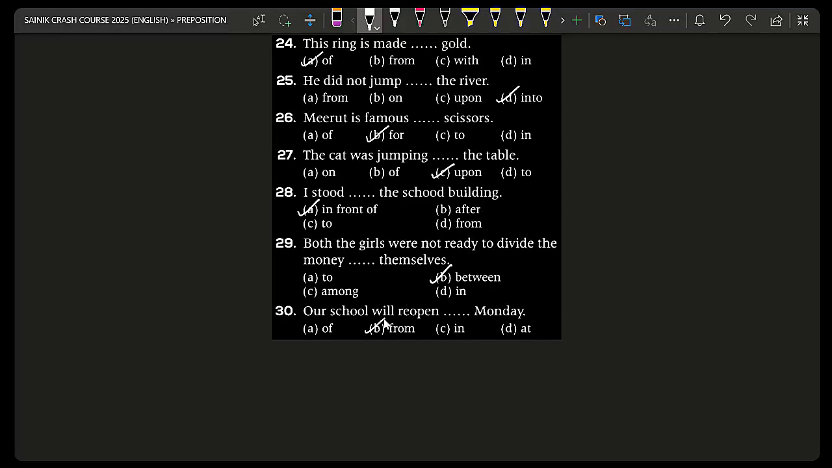It's going to reopen from Monday, and at is never used before any weekday. It is used for a particular point of time, like at 6:30, at 6 a.m. But if you are doing any work on Monday, then you should use on. But here we are not using on, we are using from. That means it will be reopened starting from Monday. It's not only open on Monday. From Monday, every day it is open. So we should use from.